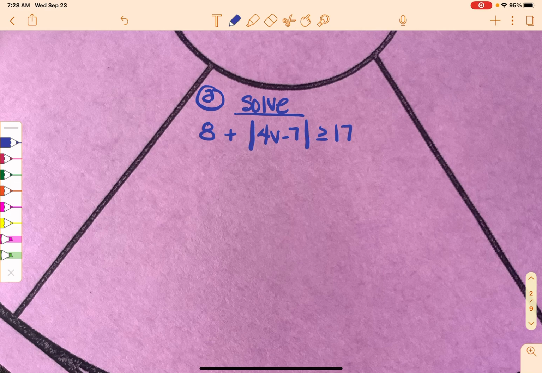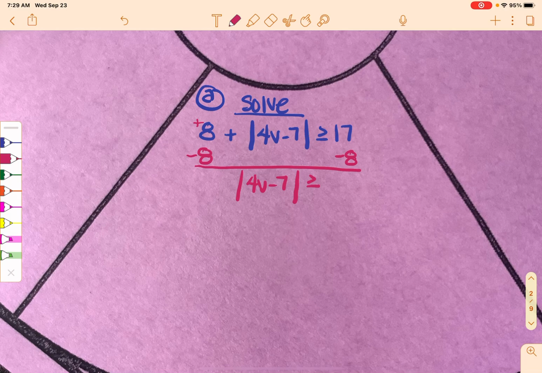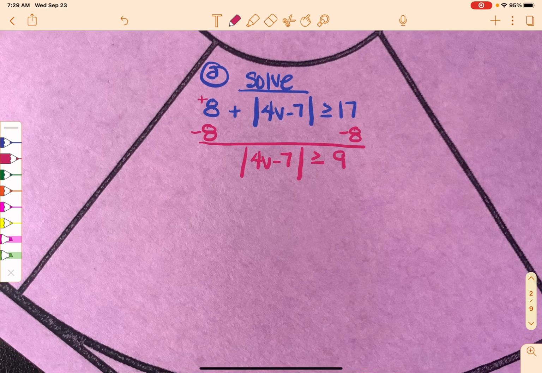So this is set up in a pretty good way as far as absolute value is right here. Only thing on that side that I need to get rid of is this part right here. So if that is a positive 8, I'm going to subtract 8 from both sides to get the absolute value alone. So it's going to be the absolute value of 4v minus 7 is greater than or equal to 9. Now I can tell that my absolute value on this side is by itself. So now I can do my two branches.